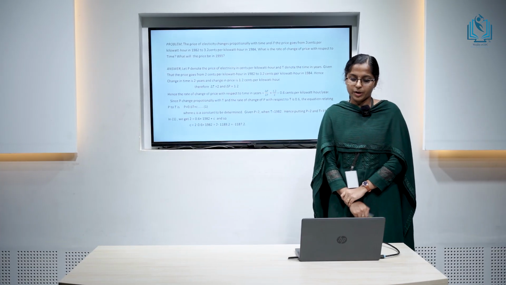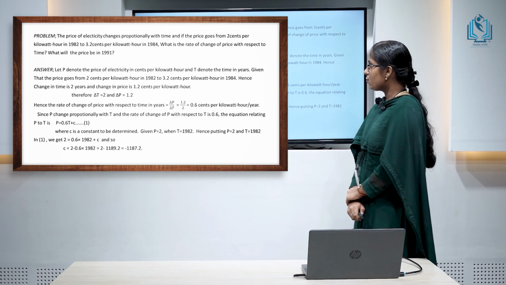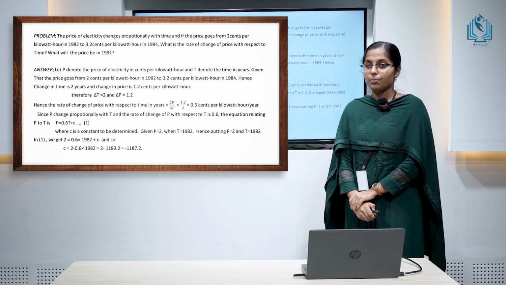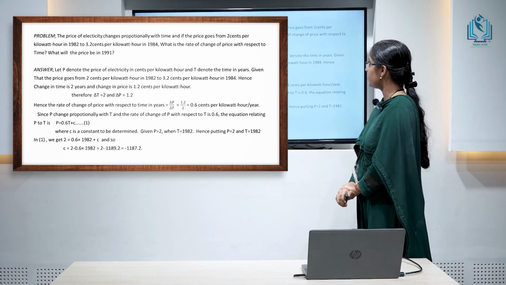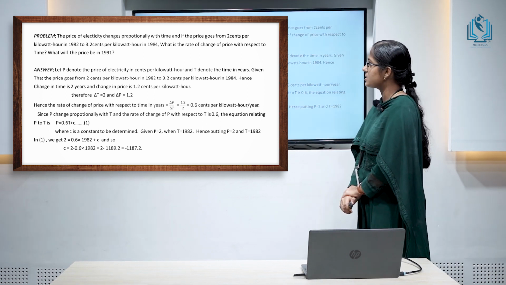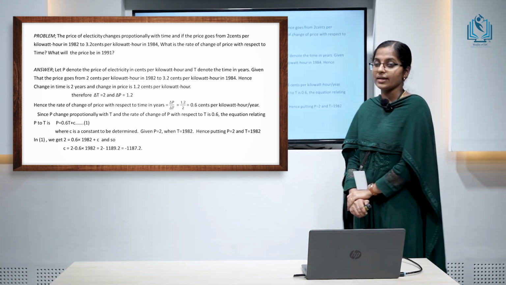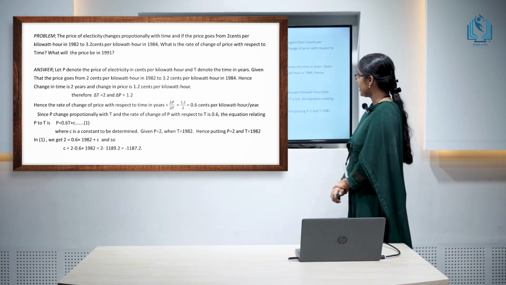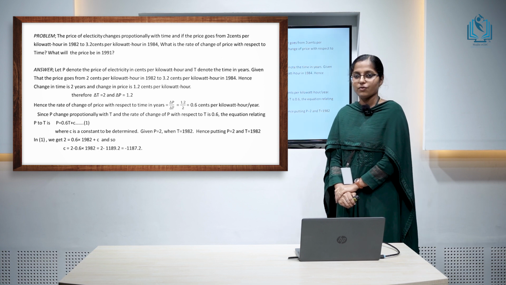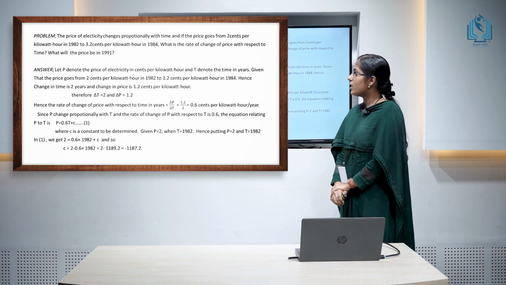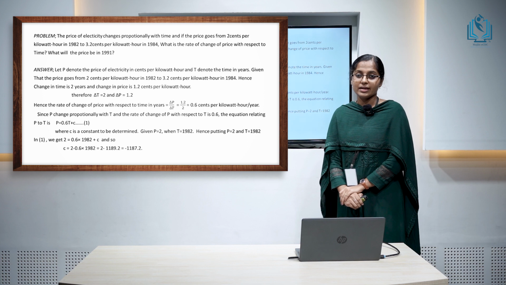Here we have a problem. The price of electricity changes proportionally with time. If the price goes from 2 cents per kilowatt hour in 1982 to 3.2 cents per kilowatt hour in 1984, what is the rate of change of price with respect to time, and what will be the price in 1991?